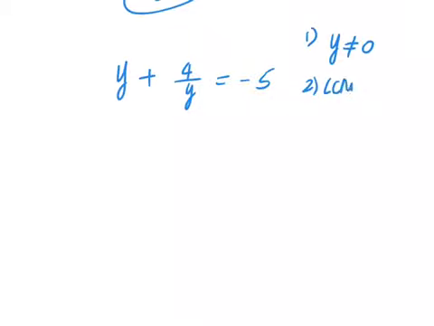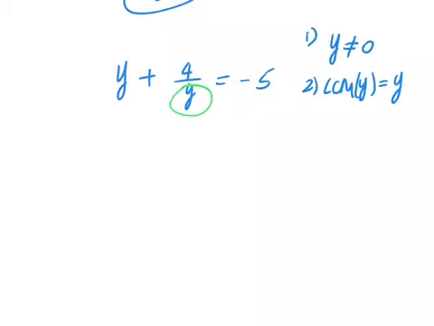Let's look at another one. So y plus 4 over y equals 5, negative 5. Now this time the restriction is y cannot be 0, right? Because that's in the denominator. And then LCM, well, we only have one term, one denominator, which is this y. So my LCM is y.